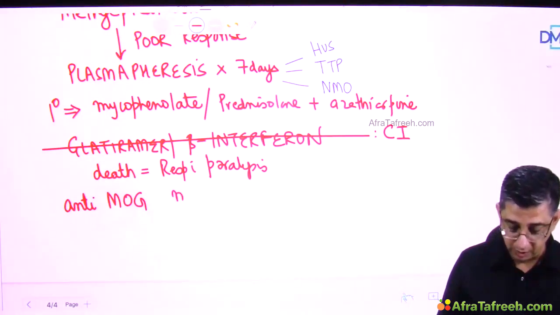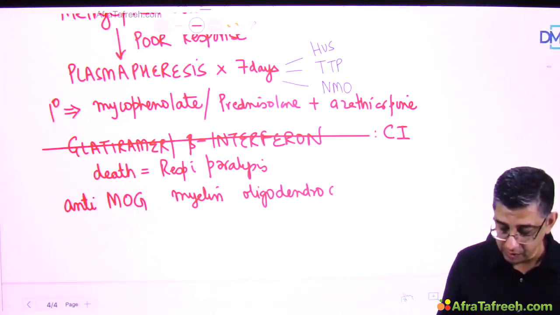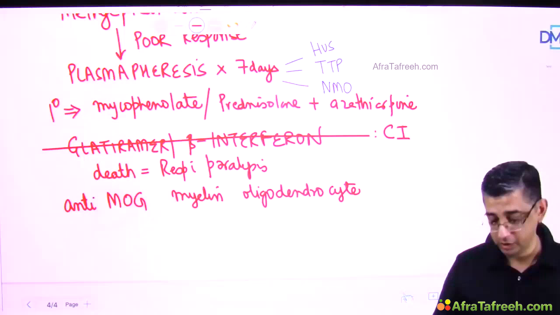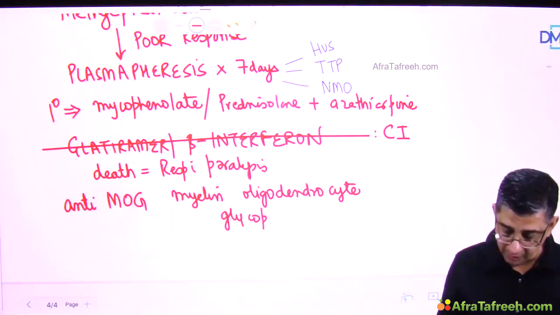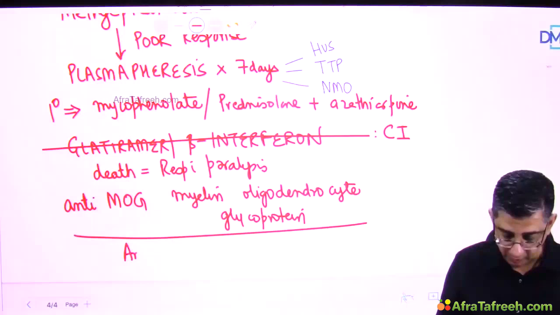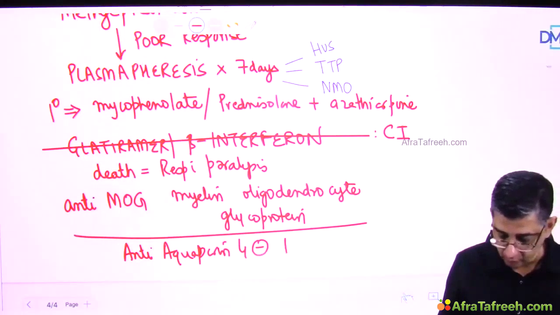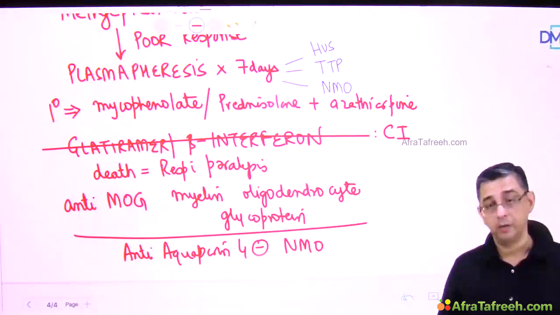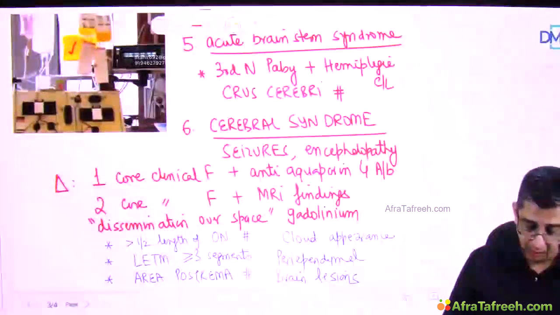Now MOG, as the name suggests, stands for myelin oligodendrocyte glycoprotein antibody. This is again a targeted antibody which is responsible for development of some patients of NMO. Where would you look for this antibody? In patients who are anti-aquaporin 4 negative neuromyelitis optica.